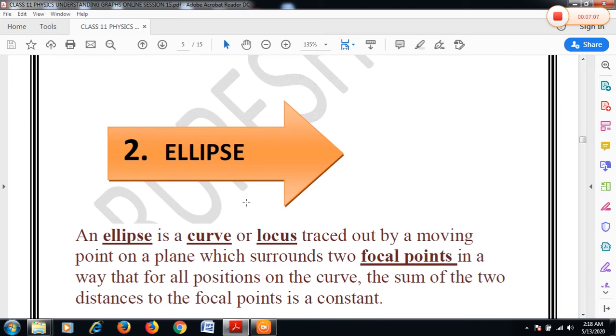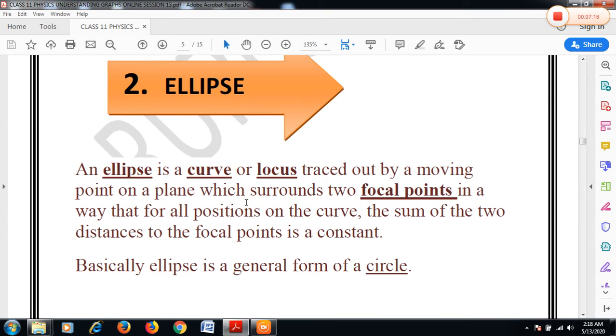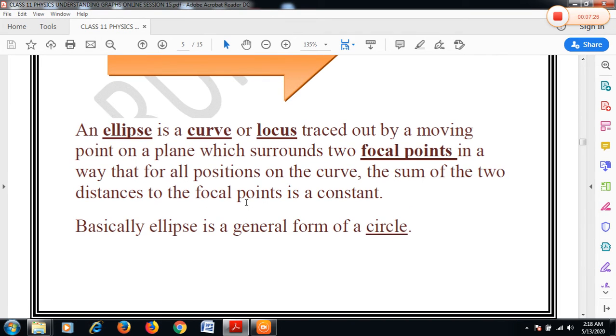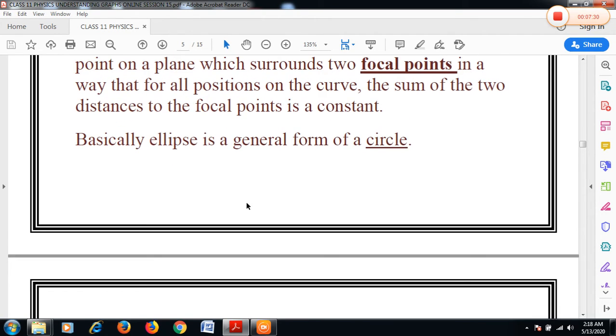Let us move forward to the ellipse. An ellipse is a conic section. It may be treated as a curve. It is a curve or locus traced out by a moving point on a plane which surrounds two focal points in a way that for all positions on that curve, the sum of the two distances to the focal points is a constant. Remember that always. Basically, an ellipse is a general form of a circle.